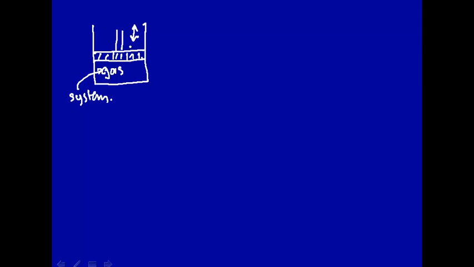So we can do work on the system by pushing down on this piston and compressing the gas, or conversely, the gas, the system, can do work on the surroundings by expanding, pushing up on this piston and doing work on the surroundings. Recall that this part here is the system, so everything else up here will be the surroundings. All right, so that's pressure-volume work, PV work on a gas.